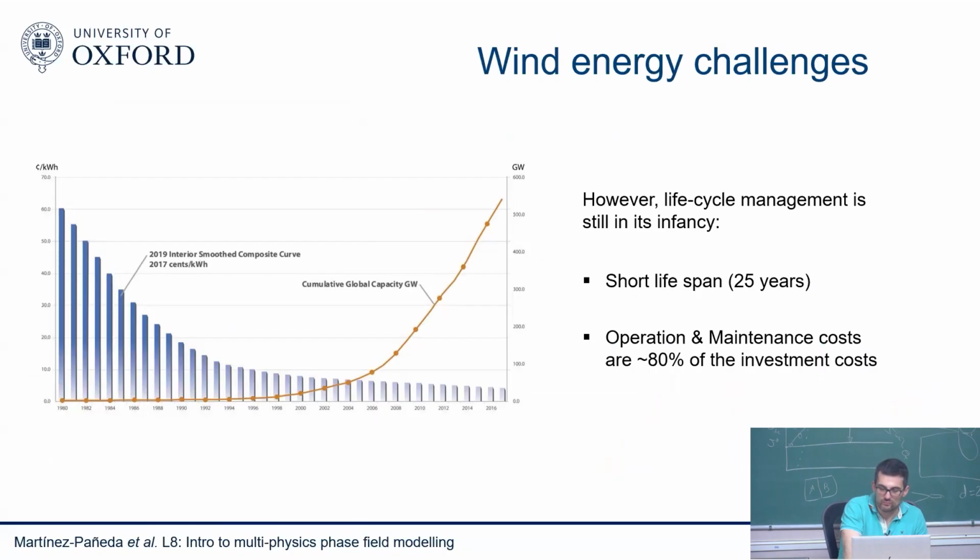And as I said, it's amazing how the cost of wind energy has gone down. It's really a very competitive technology these days. But if we think of offshore wind energy, their life cycle management is still in its infancy. They have a very short lifespan, 25 years. They're designed to last 25 years or even less, depending on which country. If you think of nuclear power plants, they are now there for 40, 50 years. And nuclear power plants are very challenging and have a lot of health and safety issues.